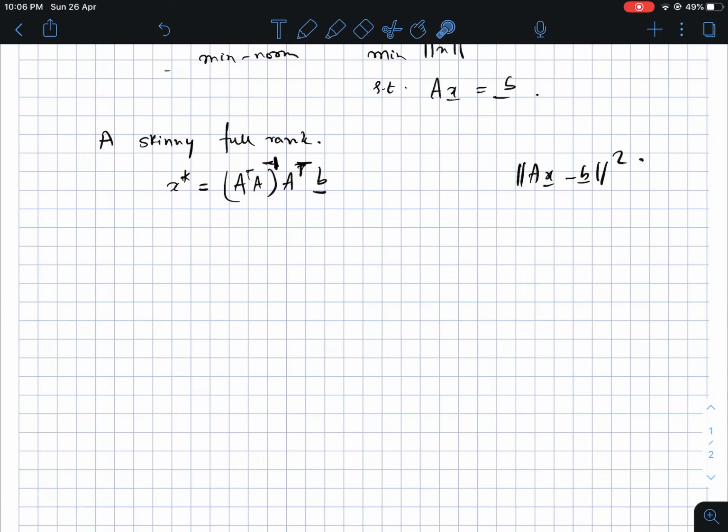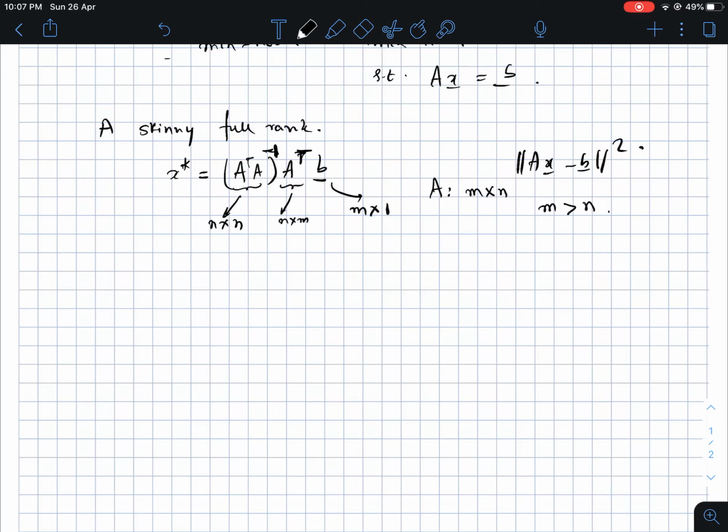Okay, so let's just take a quick reminder about the sizes here, right? So A is an m cross n matrix and A is skinny, right? So m is bigger than n. We'll assume that m is bigger than n. Okay, and the columns of A are all linearly independent. Okay, so just quickly jot down the sizes here. A transpose A is going to be an n cross n matrix, A transpose is going to be an n cross m matrix and B here is an m cross 1 matrix. Okay, now of course x here is an n cross 1 matrix.